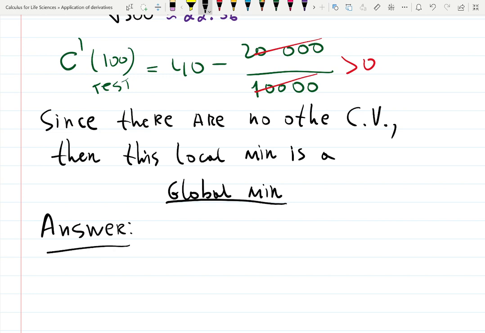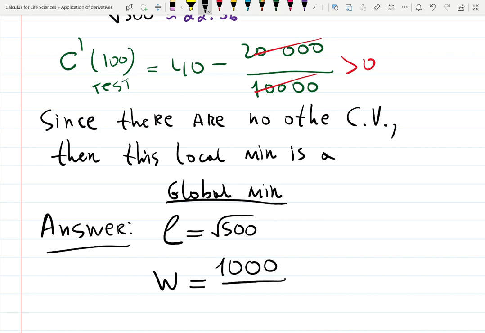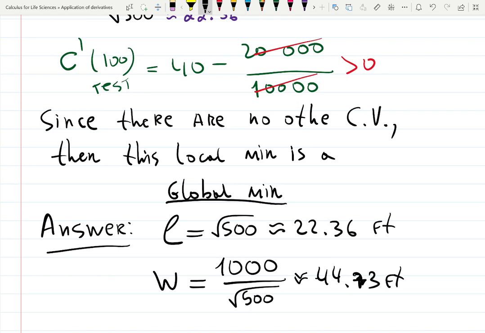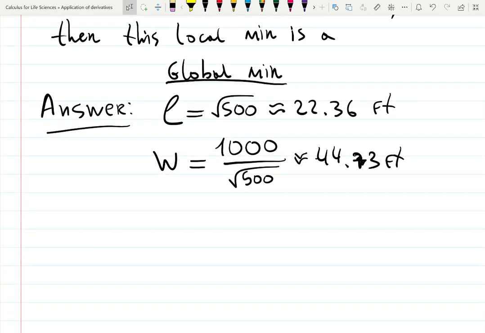The answer: length was found as the square root of 500. Width can be found from the relationship we know, 1,000 over L, which is 1,000 over the square root of 500. So the first answer is approximately 22.36 feet. The second answer, this is the exact answer, but approximately it's 44.73 feet. That's a nice answer for engineers, so they have some kind of approximation.